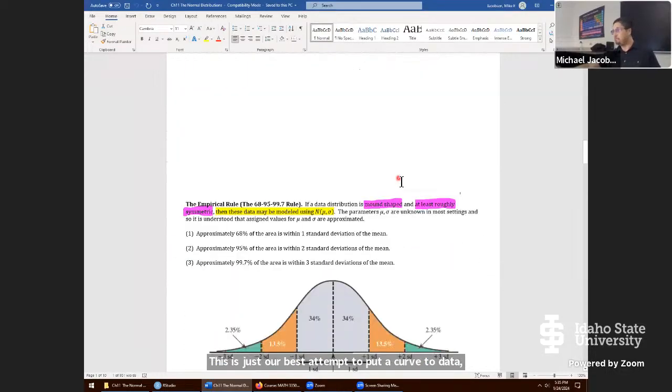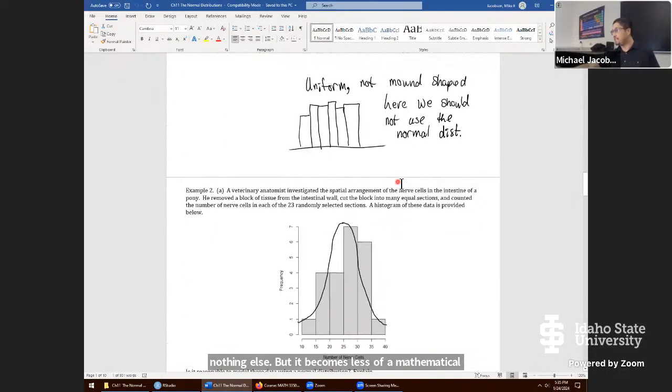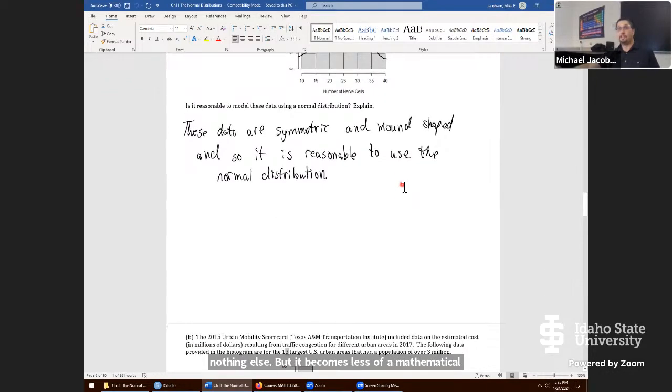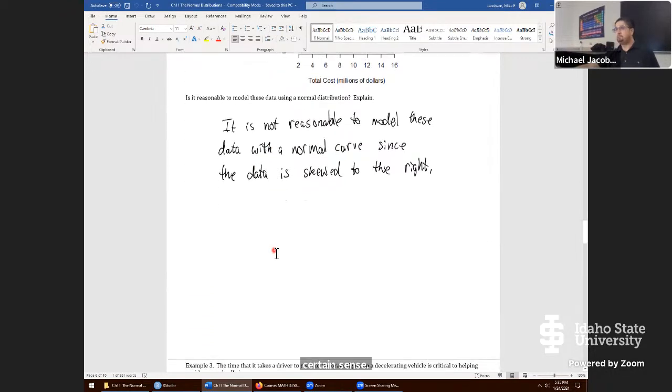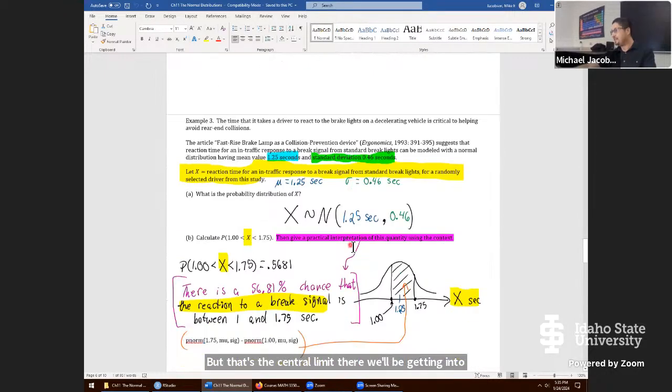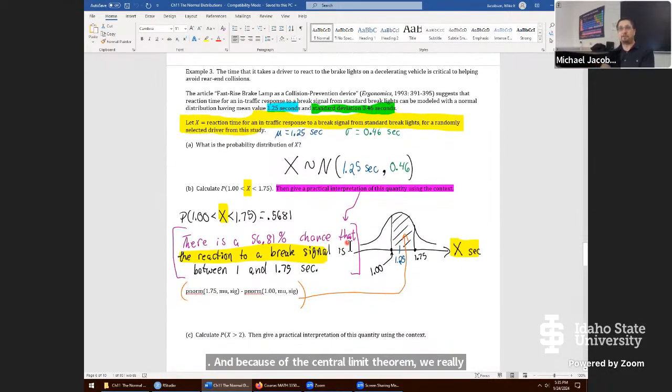But it becomes less of a mathematical fiction and more something that's honestly important once we start doing statistical methods. It becomes a fact about reality, which is kind of strange in a certain sense. But that's the central limit theorem we'll be getting into. Because of the central limit theorem, we really need to work with the normal distribution. That's why we're doing a couple of these kinds of problems, just to get our heads around the normal curve as we go to the next stage.